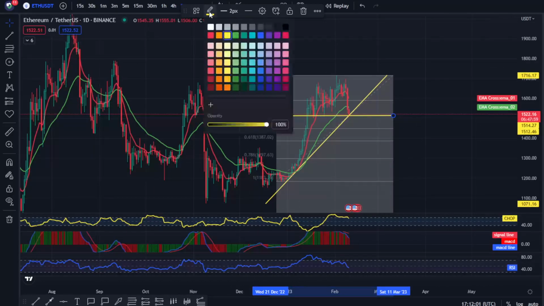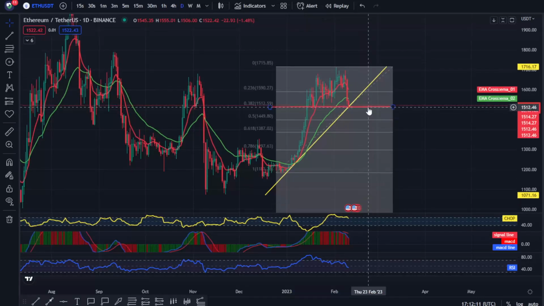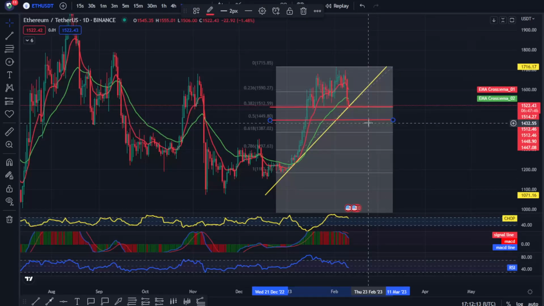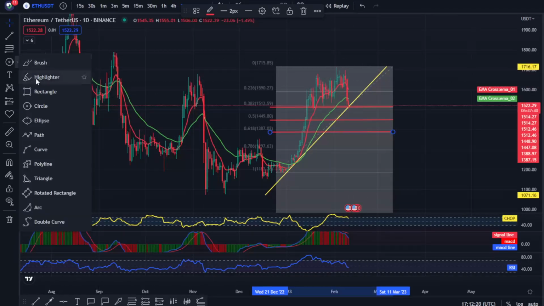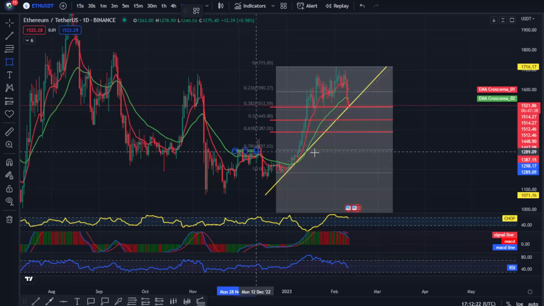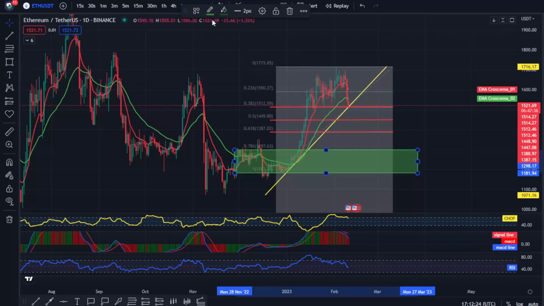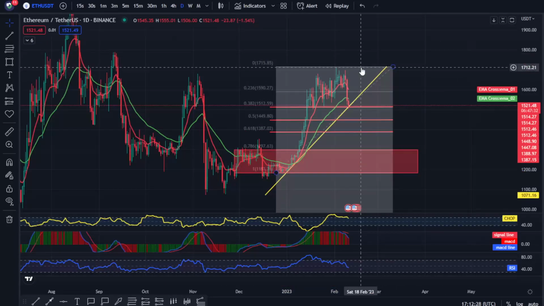We will use the fib retracement tool to mark the supports, and as you can see we have the first support at $1,514, the second support at $1,448, the third at $1,388, and then we can mark the strong support zone from $1,298 to $1,182.